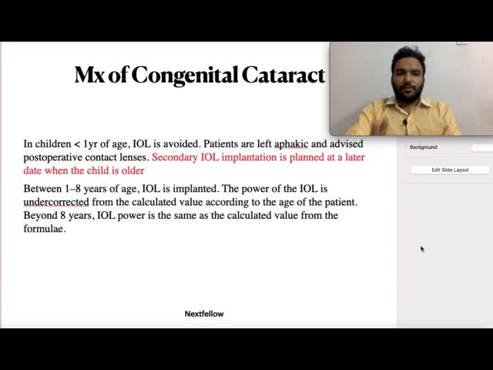So the strategies we follow are: if the patient is less than 1 year, IOL is avoided, left aphakic, and later on we will put the intraocular lens. If the patient is between 1 to 8 years, IOL is implanted, and the power is under corrected. Whereas beyond 8 years, we give the regular correction, because we don't want to deprive the patient of the proper IOL power. It doesn't grow much after 8 years, so it's better to give the exact value.